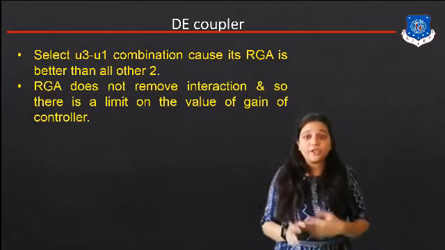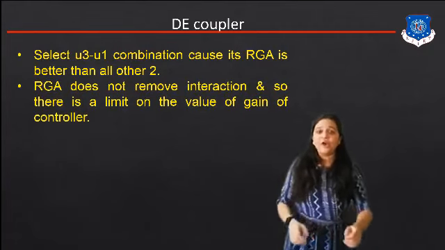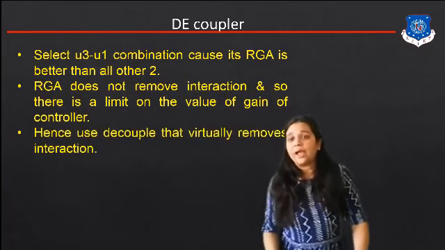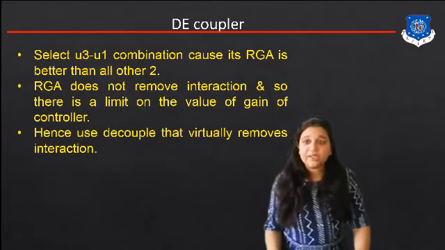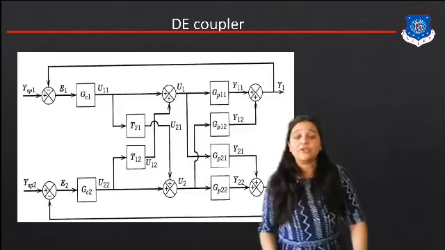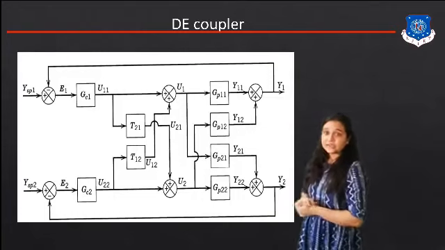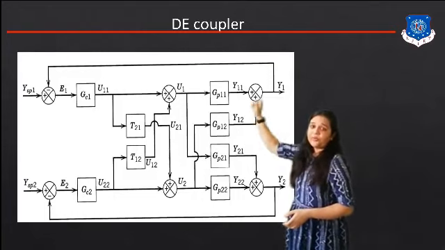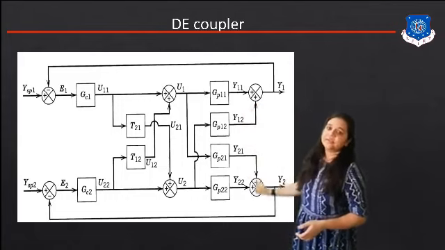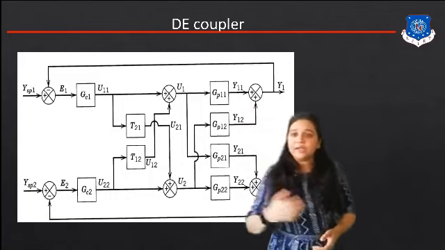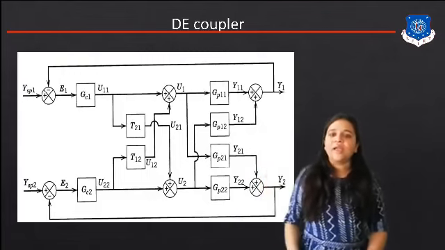So RGA does not remove the interaction, and so there is a limit on the value of the gain of the controller. Hence we have to use the decoupler that virtually removes the interaction. So this is the actual diagram of the MIMO system that we have studied in the earlier session. Two inputs are applied, Y set point 1 and Y set point 2. Then the two controllers are there, GC1 and GC2. The error signals are E1 and E2. And here they will give the two outputs, Y1 and Y2.